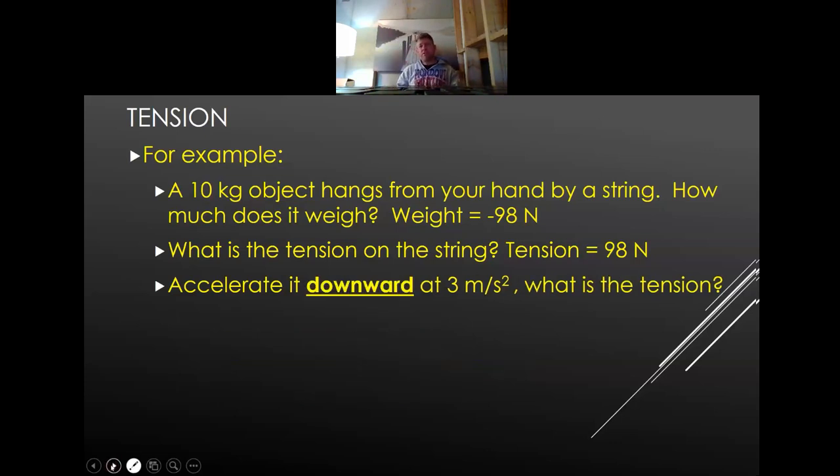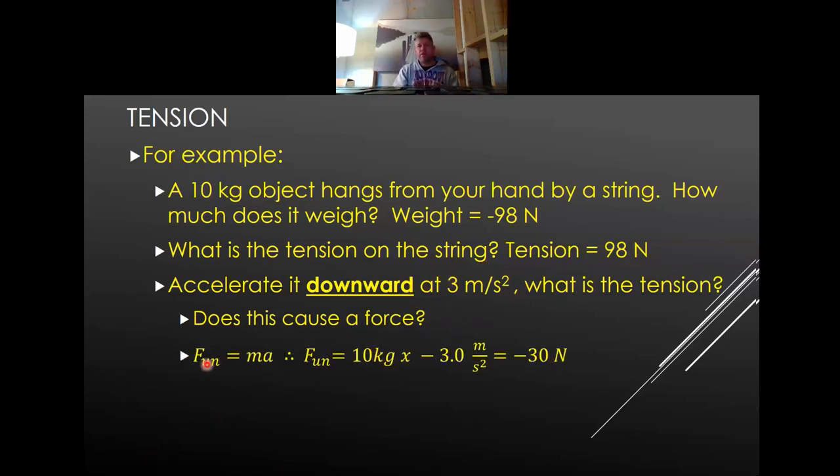All right, accelerating it downward. Now this one's weird. Okay. So what's gonna happen here is instead of just holding it, we're actually gonna try and throw it downwards. So we're gonna pull hard on this thing downwards. So does this cause a force? Well, if it's accelerating, it should cause a force, right?